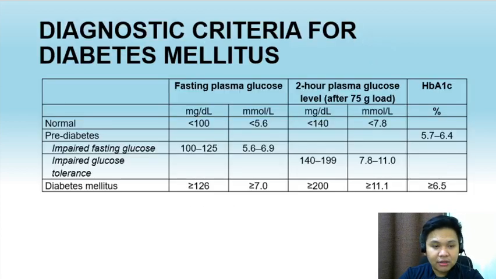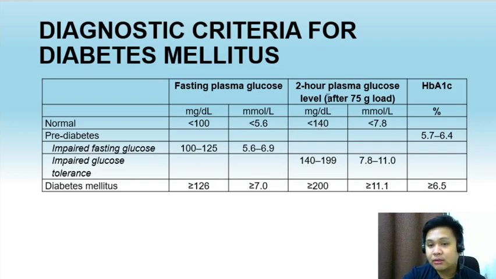Now lastly, before we end this video, you have here the diagnostic criteria for diabetes mellitus. If you're using the fasting plasma glucose to diagnose diabetes mellitus, usually the normal level is less than 100. The cutoff for diabetes mellitus is greater than or equal to 126 milligrams per deciliter. In between the normal level and the cutoff value is the range for impaired fasting glucose or pre-diabetes.